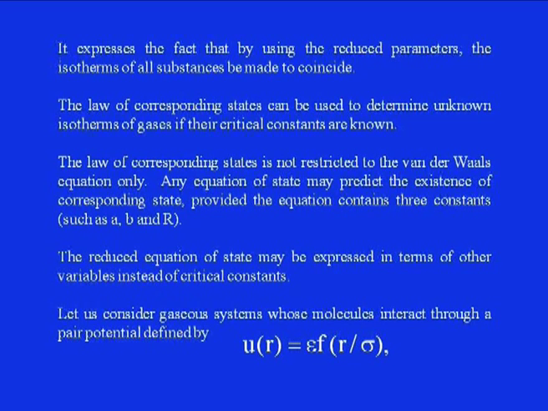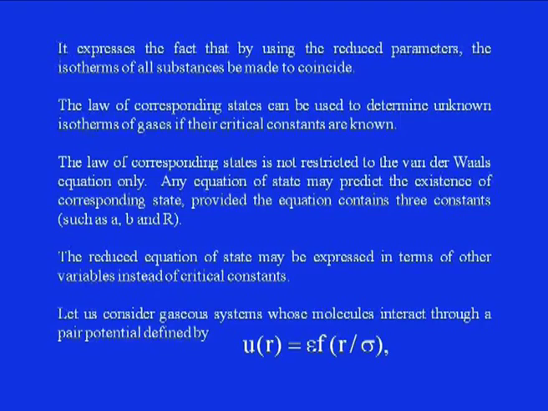Let us consider some gaseous system whose molecules interact through a pair potential of this form: u of r equal to epsilon f as a function of a new variable r by sigma, where sigma, as you know, is the diameter of the molecule. This depends upon two molecular parameters, so we introduce new reduced variables defined as p star equal to p sigma cubed by epsilon, v star equal to v by sigma cubed, t star equal to k t by epsilon, which are also dimensionless quantities like p r, v r and t r. Obviously, k t is the unit of energy and epsilon is an energy. Sigma is the diameter, so sigma cubed has the dimension of volume. So, all three p star, v star and t star are dimensionless variables.